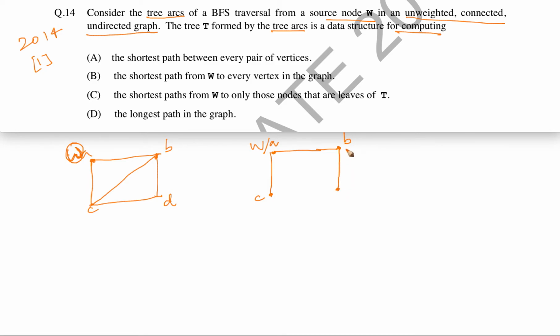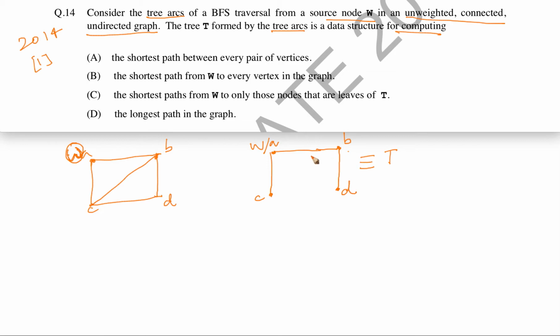Let's say we are choosing B first, then it is going to be this. So this is going to be the BFS tree, and all the edges are the tree arcs of this BFS traversal. They are talking about the tree T. So this is tree T. So what does this tree T represent? They have given 4 options, and they are asking what tree T represents. The first option: the shortest path between every pair of vertices.